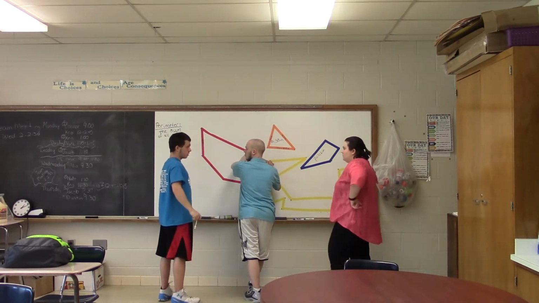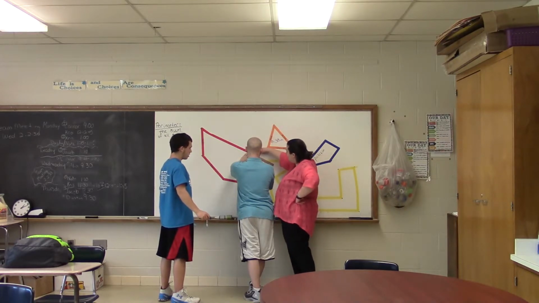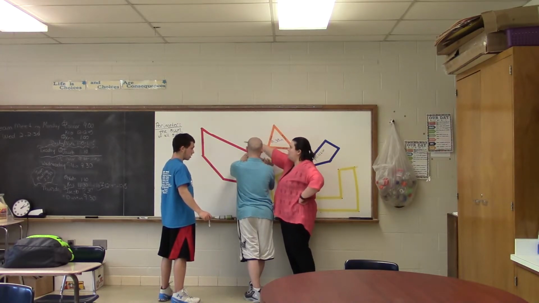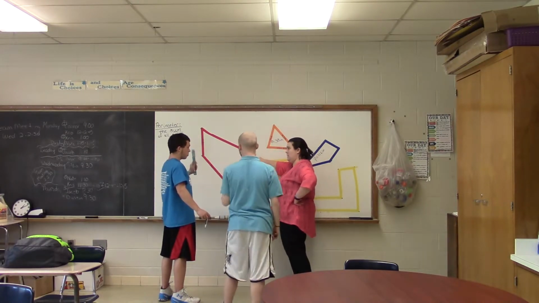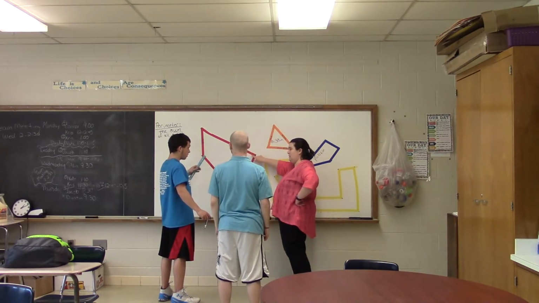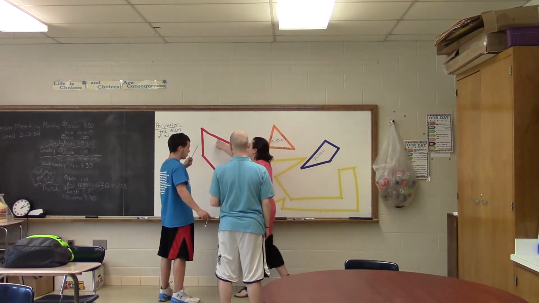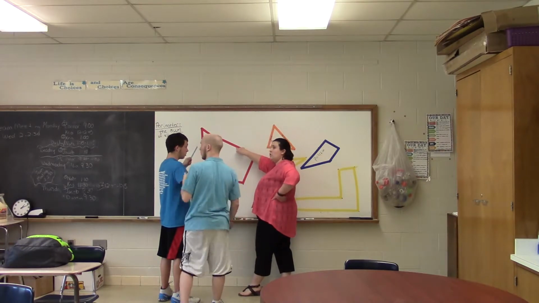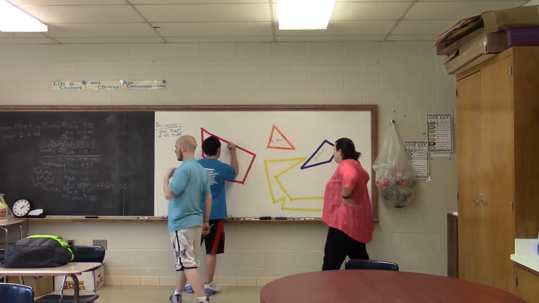Hold on. No, he's right. How many inches is this? 3. Okay, so you have a 12, a 12, and that's 3. 24. Okay, so we know 12 plus 12 is what? 24, so 4 plus 4 is 8. It's 27 inches. There you go. Good job, Jacob.